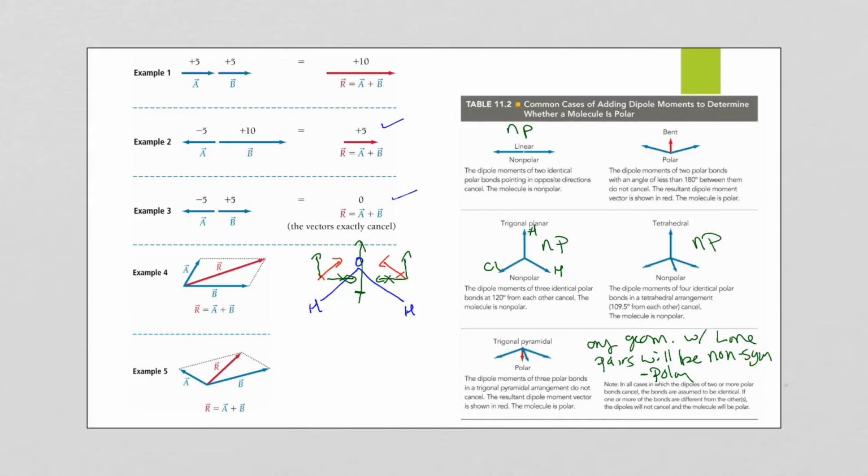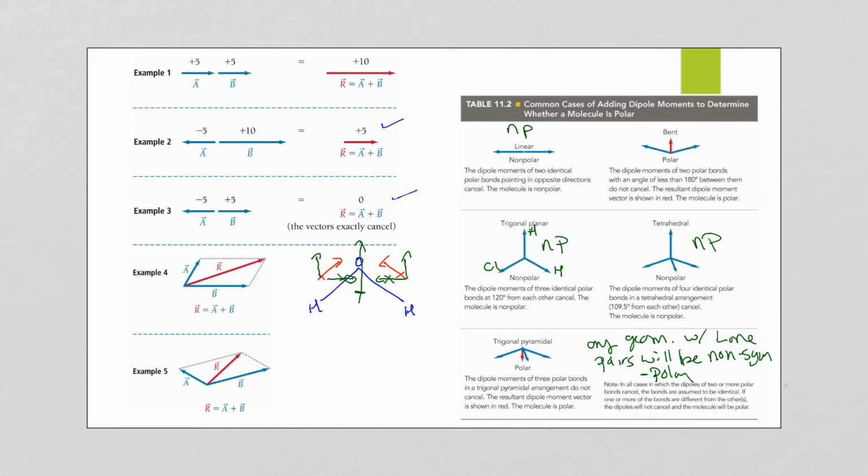So if you see something that's, say, square pyramidal, and it has polar bonds, then automatically you can say it's polar, if it has a lone pair. Okay, so this is something that takes a little practice. We have to work with this to get used to doing this kind of thing.